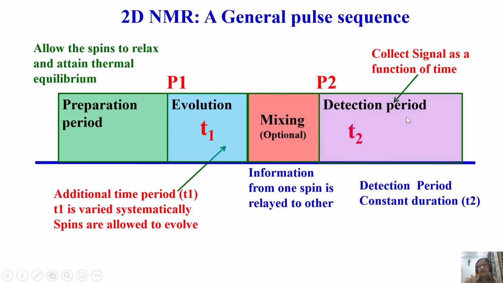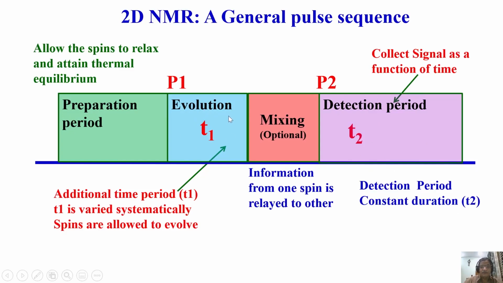The last is the detection period. Before that, of course, we apply a detection pulse of varied angle. For example, in the case of DEPT experiment, which I said, we have different flip angles like that. So we can have different pulse sequences. It can be a 90-degree pulse, 45-degree pulse, whatever it is. Finally, it's a detection pulse we apply and start collecting the free induction decay. And signal is collected as a function of time, and we do the Fourier transformation here. And this detection period is a constant duration. T2 is constant. We are not varying T2. Only we are varying T1.